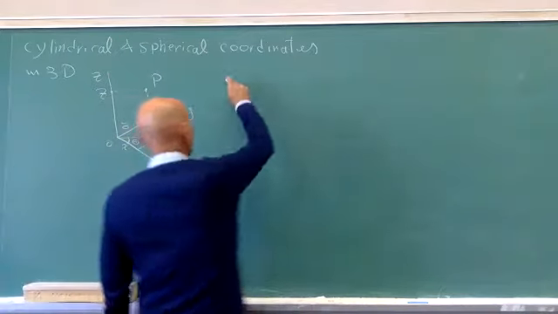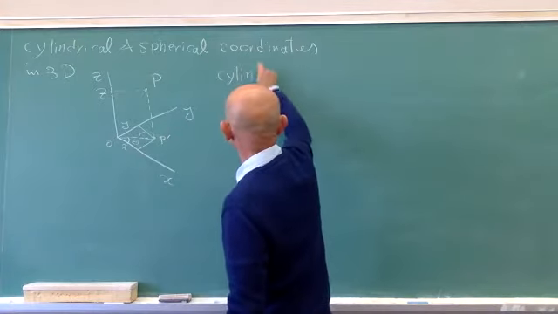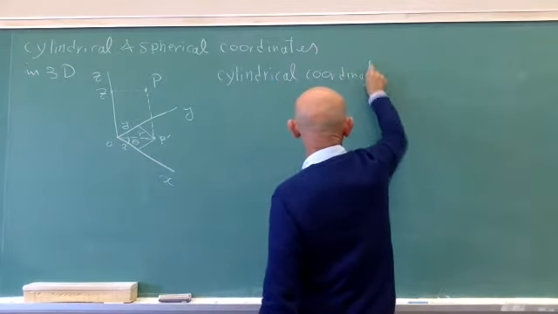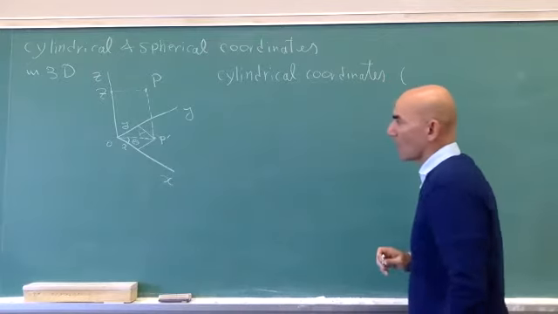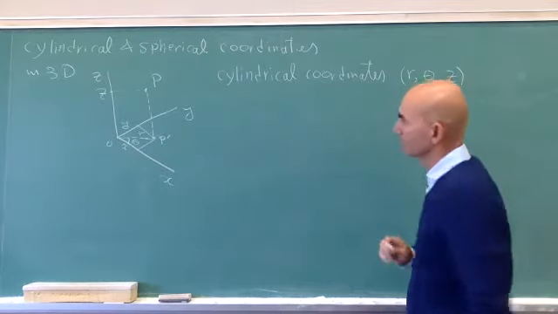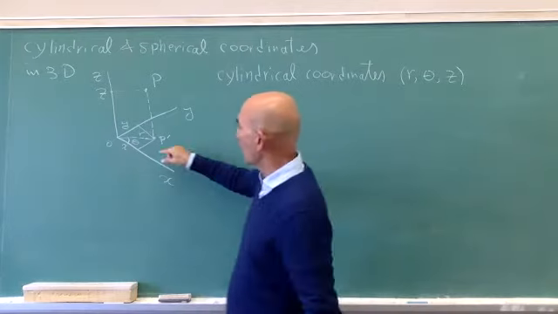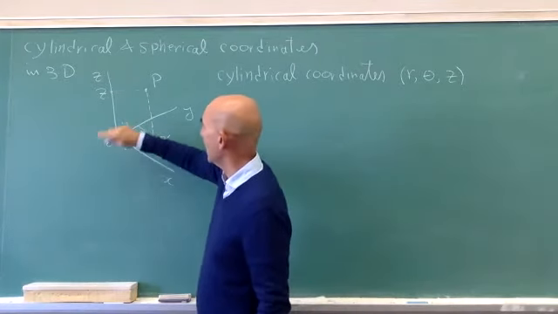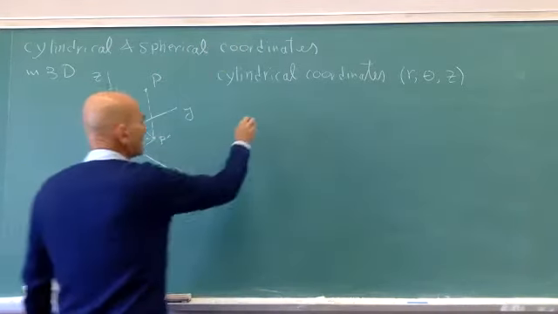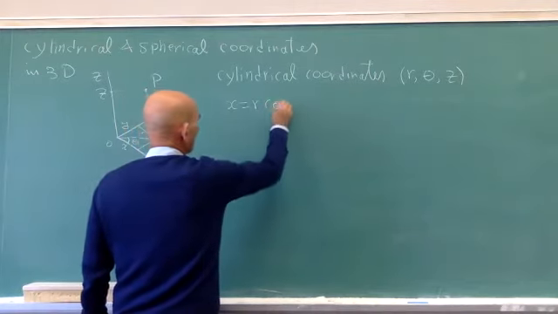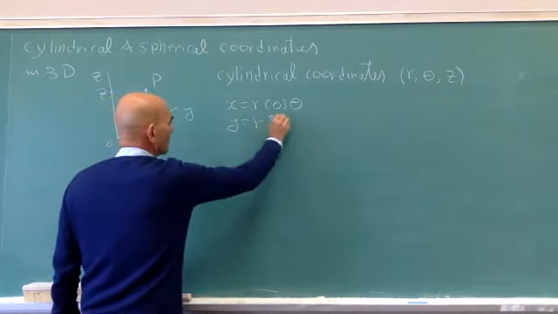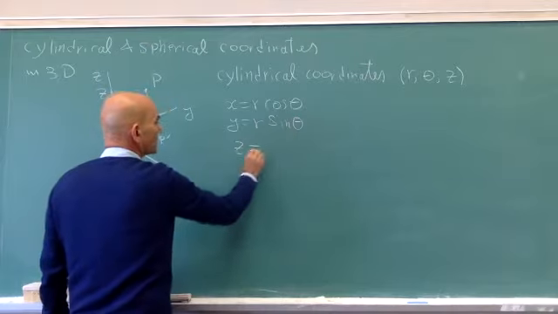Okay. So the three coordinates that we have, the cylindrical coordinates, are these three numbers, R, theta, and Z. So how can I go from R, theta, and Z to good old X, Y, Z? Well, here we can see that X is equal to R cosine theta, as in the polar coordinate case. Y is equal to R sine theta. And Z is equal to Z, right?